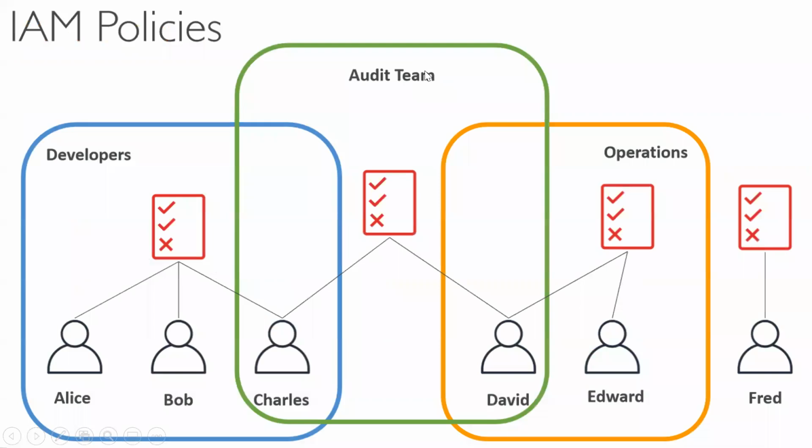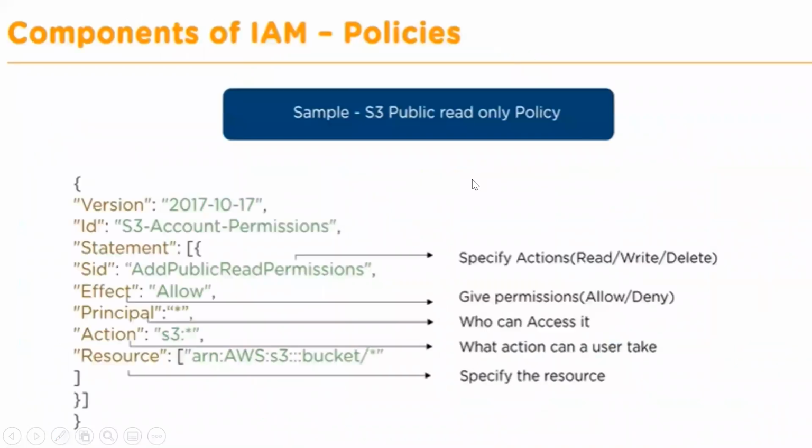Okay. Then the same thing here, as a developer, I have 3 developers, Alice, Bob, Charles. As an audit team, I have kept Charles also here, and Charles is also a member of the developers team. Like that, you can go ahead and segregate your team members, and you can say, okay, these people will get these kind of access.